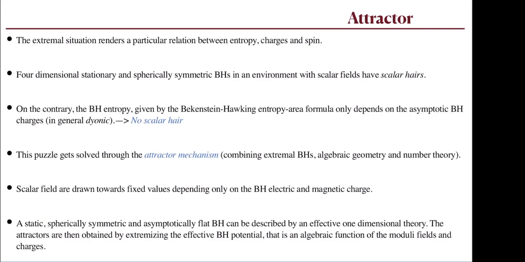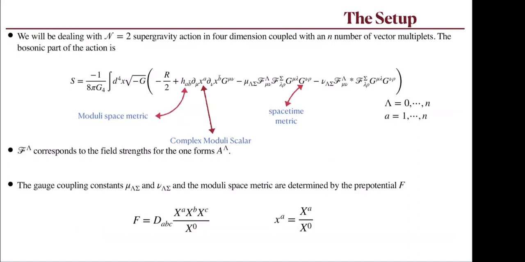So here is the setup. This is the kind of thing that we'll deal with. Basically, we will only consider the bosonic part of it, and we consider the N equal to 2 supergravity action coupled with n number of vector multiplets. This n can be anything. There's no bound on that.